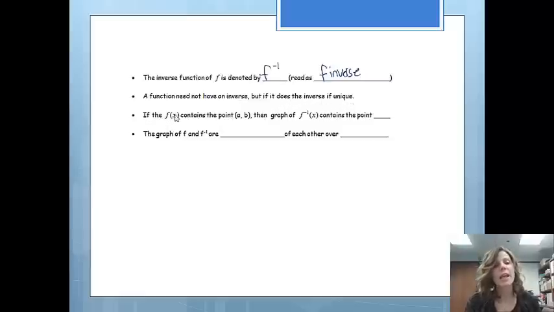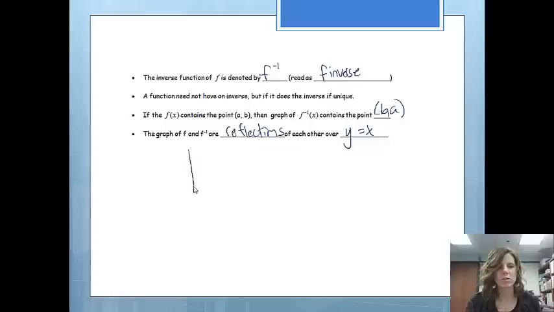If my function contains the point (a, b), then the inverse graph contains the point (b, a). And hopefully you notice from this the x and the y are switching spots when you're finding the inverse of a function. So the graph of f and f inverse are reflections of each other over the line y equals x. So when I switch the y and the x, that's when I'm finding the inverse of a function.